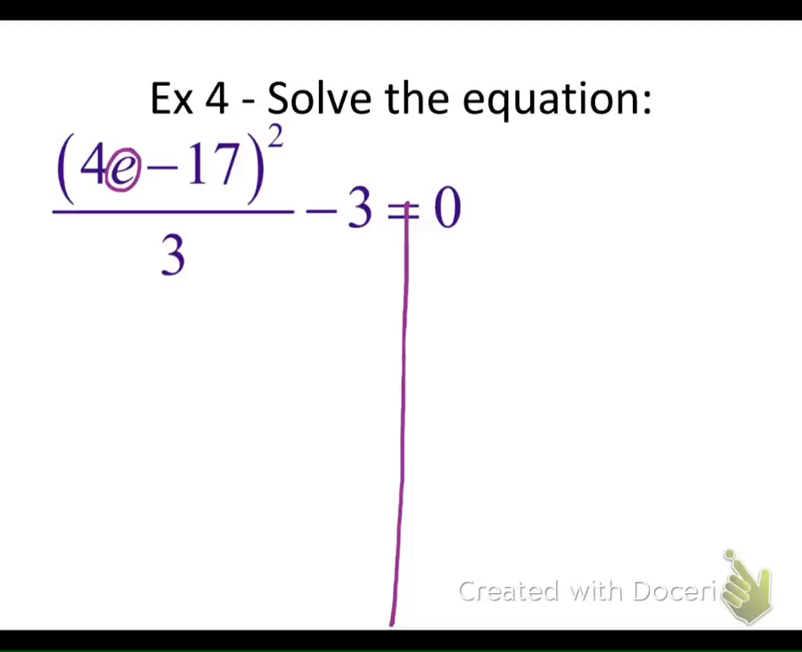So on the top, we have 4e minus 17 squared divided by 3 minus 3 equals 0. So our ultimate goal is to still get the square by itself. So after I circle my variable and I draw my line of equality, what am I going to box? The whole square, which is the parentheses. That's right. So I'm going to box the whole parentheses because that's being squared. So what numbers do I now have to get rid of? The 3's. So if I'm getting rid of the 3's, I'm going to use SADMAP.